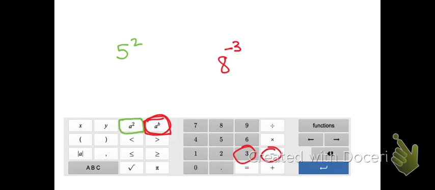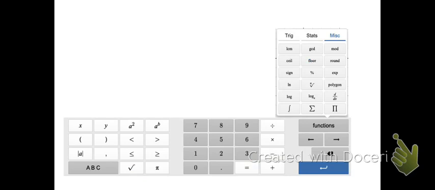Another important button to use is the square root button. It's right here. And if you have a square root with a number on the outside here, then you're going to have to click on Functions to see some other options. If you go to the Miscellaneous tab, you're going to see it right here. If you click that button, it's going to give you a space to put a number here, and you could put whatever number underneath the root.